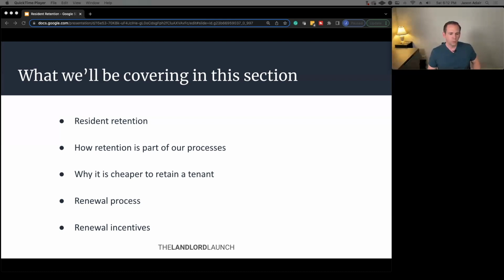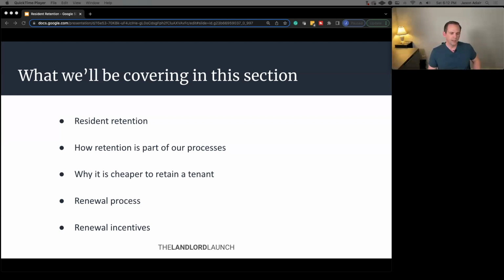Because I'm going to show you why it is cheaper to hold a tenant than it is to turn them over. Turnovers are expensive, and in all situations, outside of a tenant not paying rent, causing damage, things along those lines, keeping a normal, healthy relationship type tenant in place is always more cost effective than a turnover.